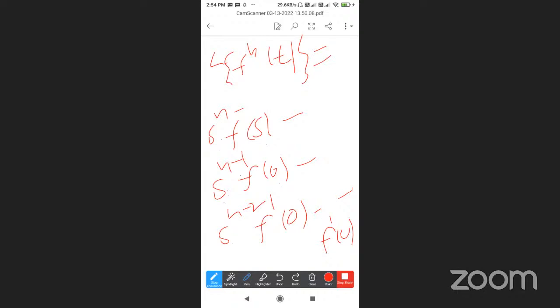Like that, take n equal to 3: s cube f bar of s minus s square f of 0 minus s^(3-2) f dash of 0, next minus f double dash of 0. Like that, it is called the Laplace transform of the nth derivative. Is it clear? These are the Laplace transform of derivatives formulas.